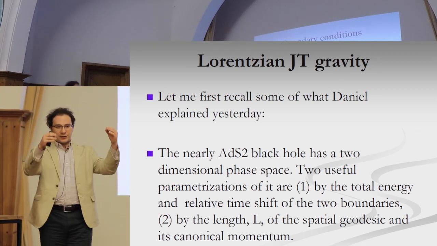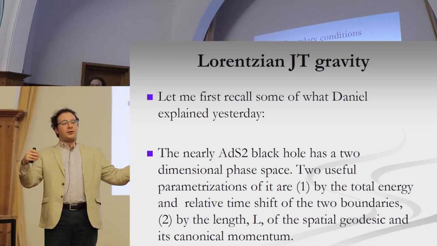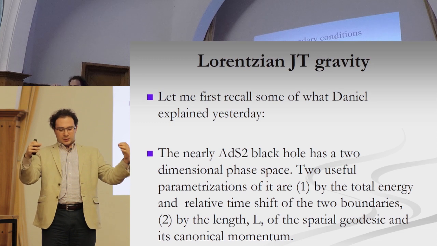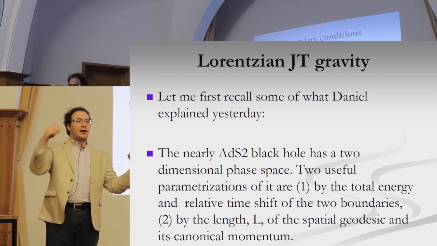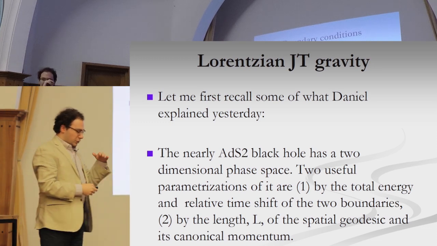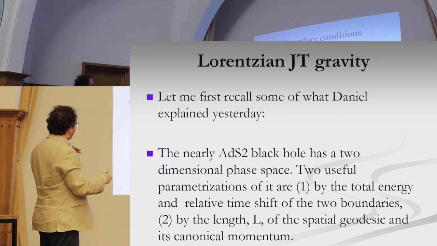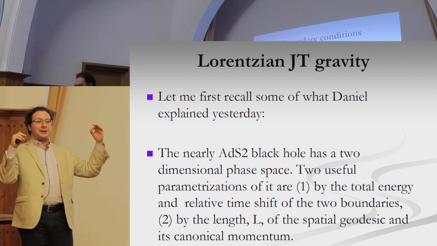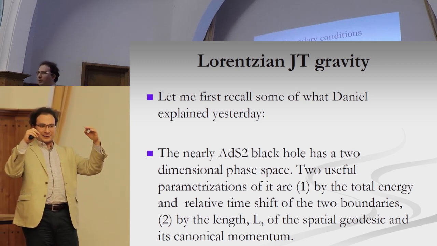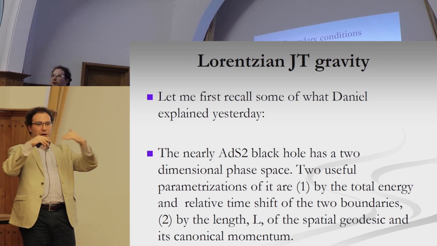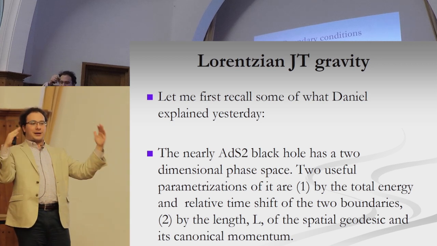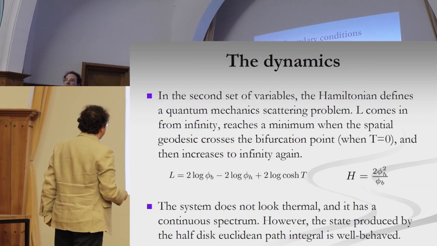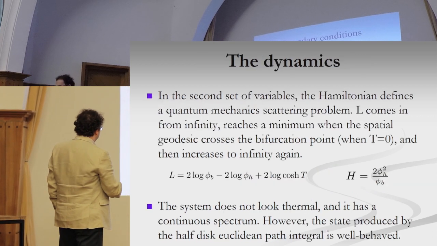So that length, if we start in the past, is large because the geodesic goes through the black hole and nearer to the singularity. Then as you evolve in time, eventually the space-like geodesic that connects the two boundaries will cross the bifurcation point. That's when it has the minimum length, and then it grows again as you go to the future. So in that second set of variables, the length looks something like this.